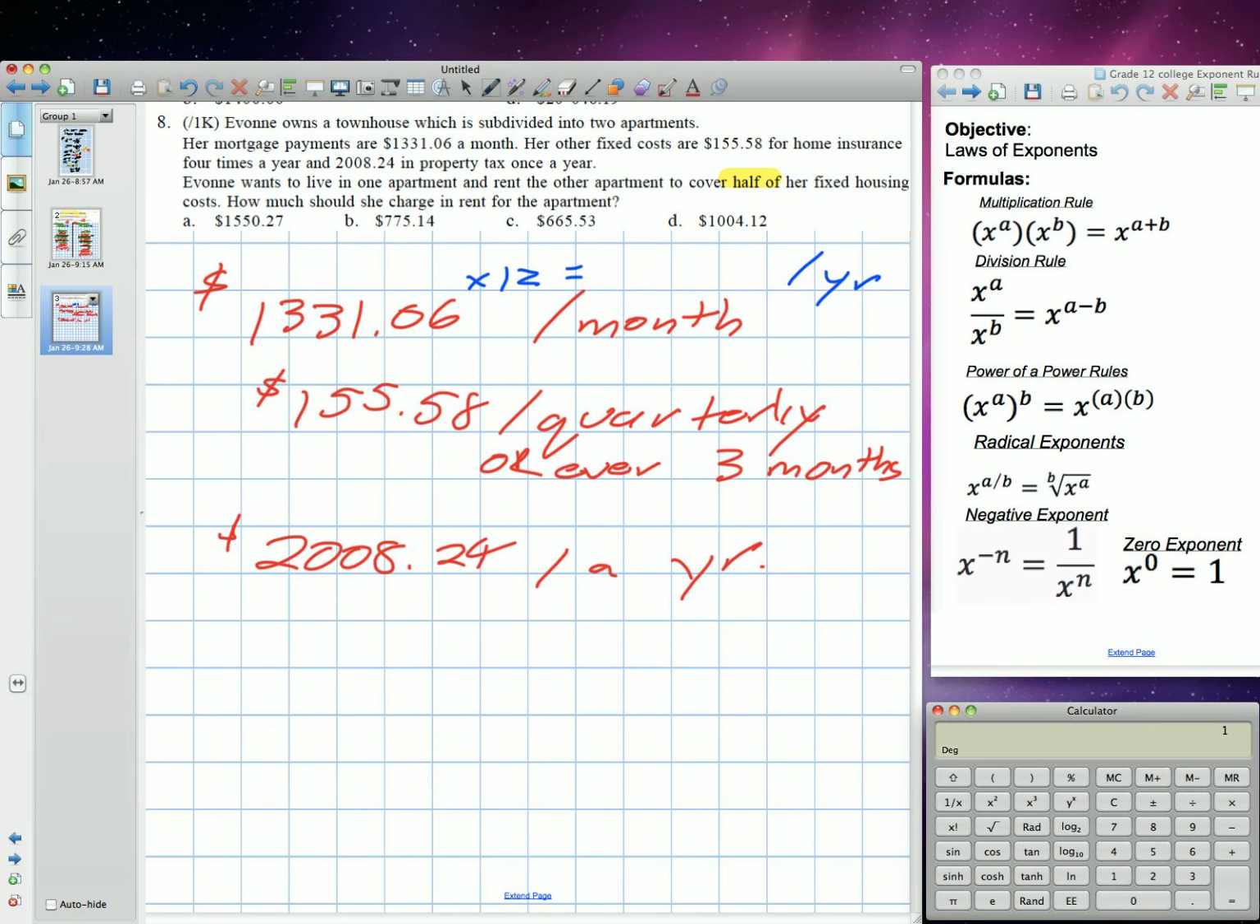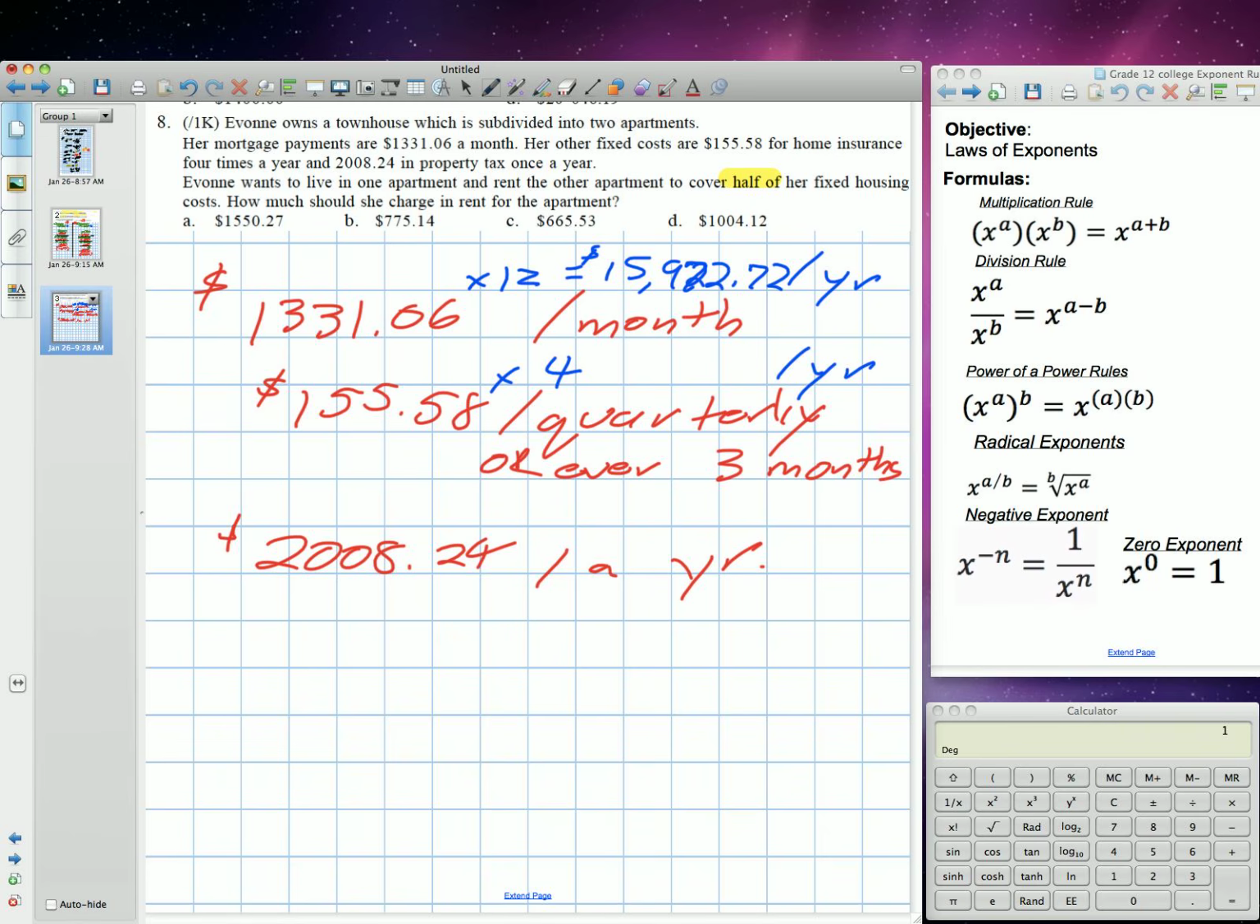If she pays $155.58 quarterly, what do I have to multiply this by to make it a yearly expense? 4. That's right. $622.32. Okay, and this will be our other blue one. So yearly, let's figure out what her expenses are. Again, we'll put them back in red.